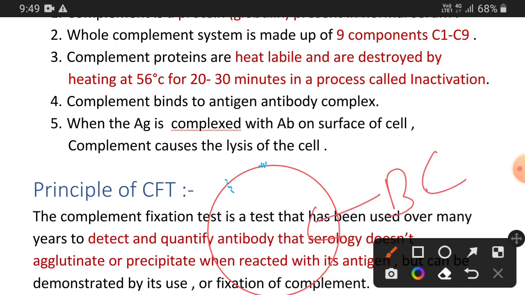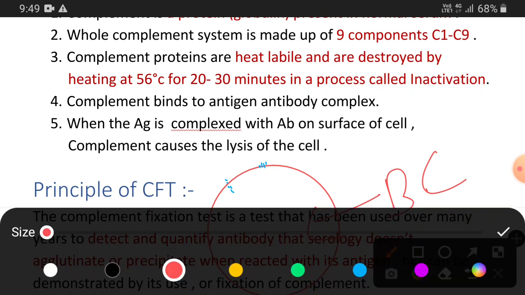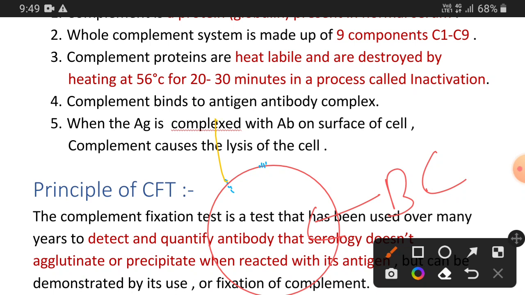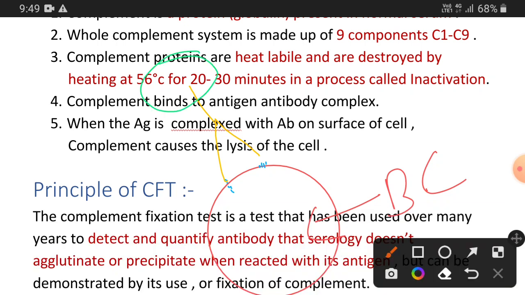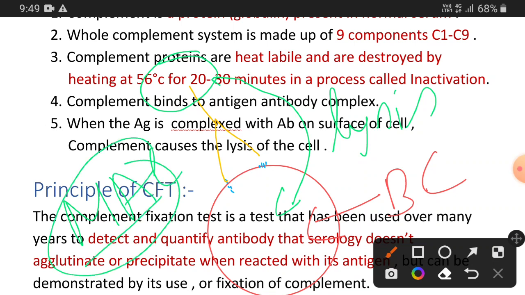Now there will be specific antibody for those particular antigens, right? Now the complement proteins will bind over here and facilitate the lysis of that cell via membrane attack complex formation. That is the overall idea of the classical complement pathway. If you want to know more about the complement system, please let me know in the comment box. I will surely try to make a video on the complement system.